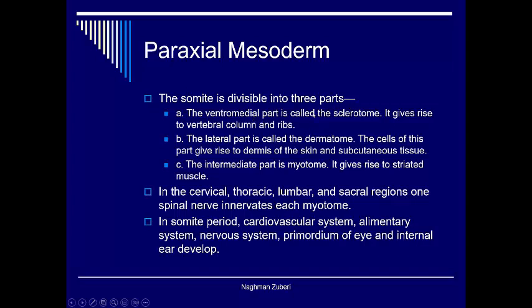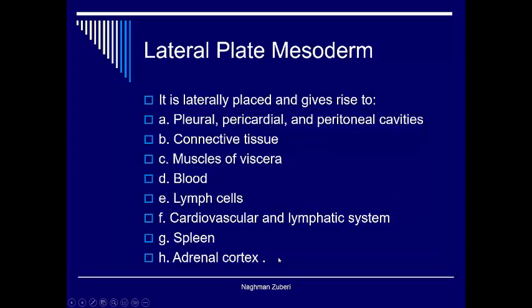The ventromedial part is called the sclerotome. It gives rise to vertebral column and ribs. The lateral part is called the dermatome. The cells of this part give rise to dermis of the skin and subcutaneous tissue. The intermediate part is myotome. It gives rise to striated muscle in the cervical, thoracic, lumbar, and sacral regions. One spinal nerve innervates each myotome. In somite period, cardiovascular system, alimentary system, nervous system, primordium of eye, and internal ear develop.